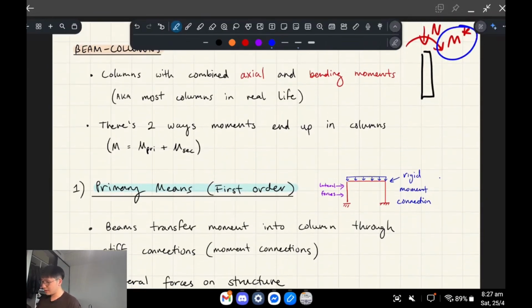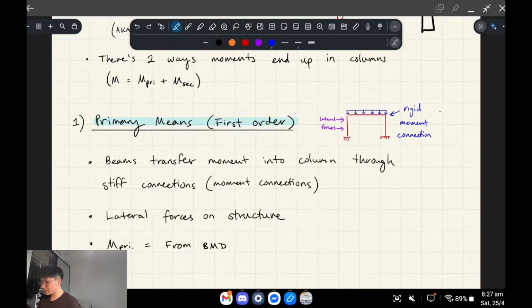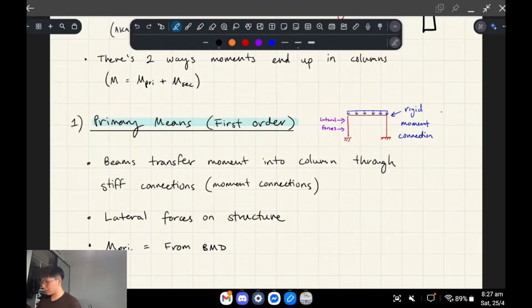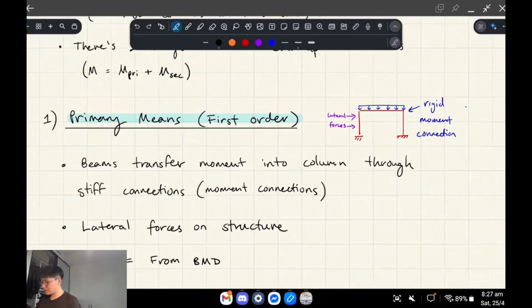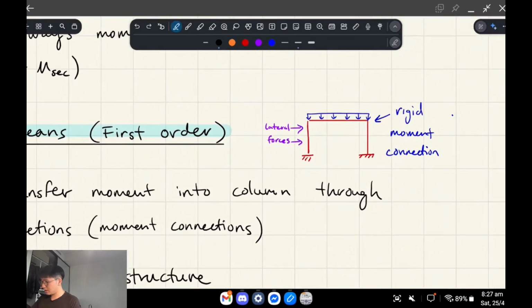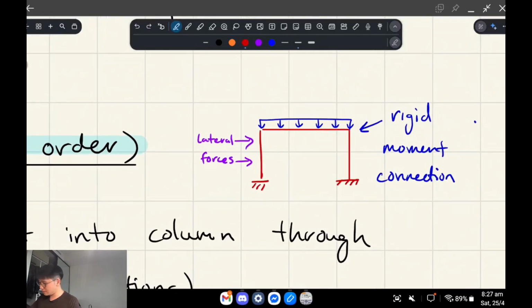So there's two ways that moments will end up in columns in real life. The first one is through primary means, right? So if you imagine a frame and you've got a rigid moment connection, essentially your bending moment, right? Okay, let's ignore the lateral forces for a second, right? Your bending moment diagram looks something like this.